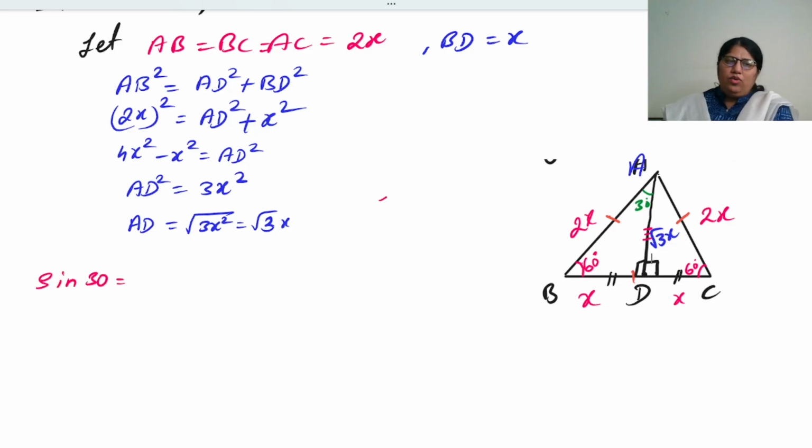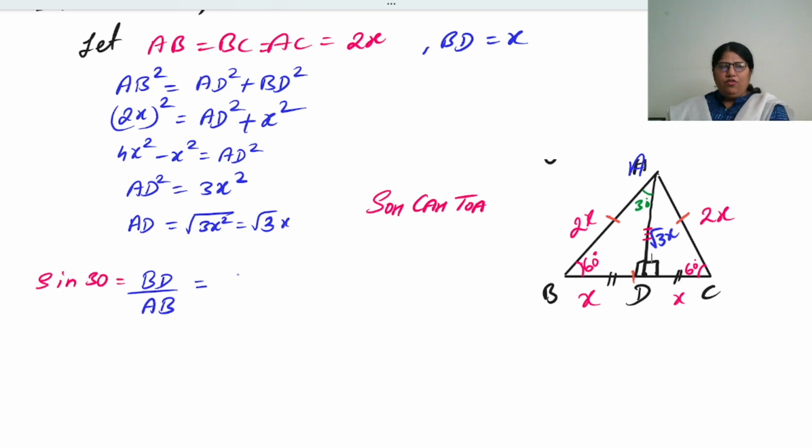Sine is SOHCAHTOA. Always remember this. It will give you the correct ratio. It is opposite by hypotenuse. With respect to 30 degree, see this is your 30 degree. The side here is the hypotenuse. This is your adjacent and opposite is going to be BD. Right, identifying what is opposite, adjacent and hypotenuse is the most important part. So first, sine 30 is going to be BD by AB.